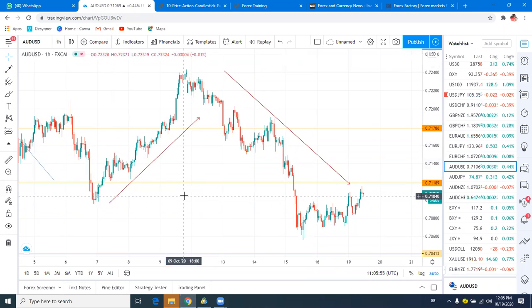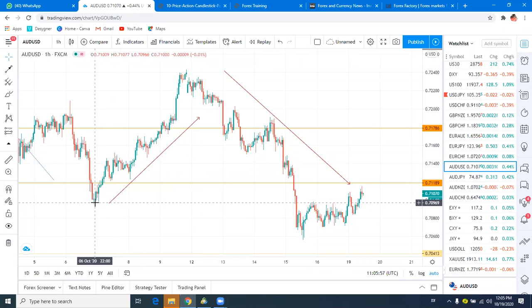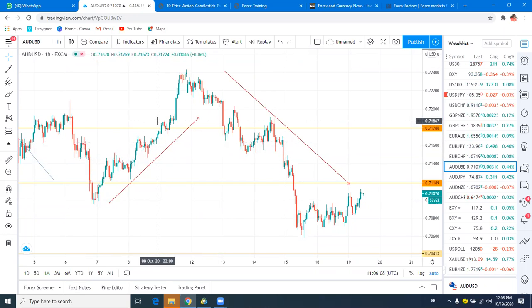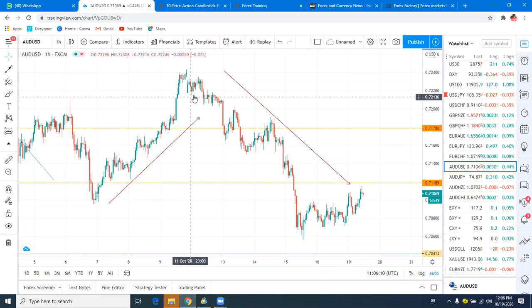And for an uptrend, I see that the market is actually doing an uptrend here, right? We can see the market is doing an uptrend here. Now, we can see the higher lows, higher highs, higher lows, higher highs, higher lows, higher highs.